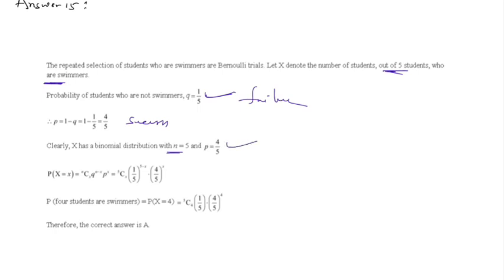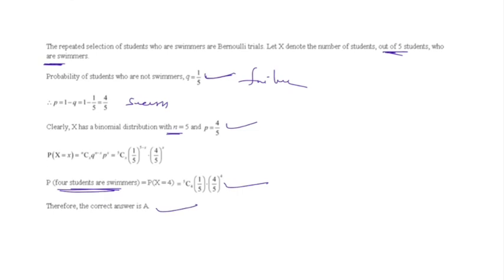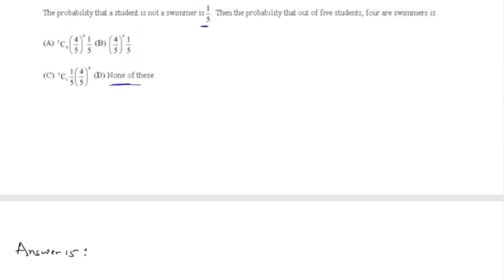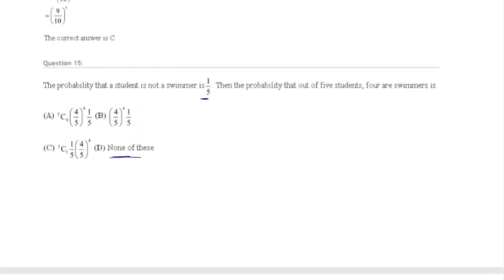So nCx, Q to the power of n minus x, P to the power of x: 5Cx, 1 by 5 will be the failure, to the power of 5 minus x, and 4 by 5 to the power of x will be the success. So 4 students are swimmers means we have to find 5C4, 1 by 5, 4 by 5 to the power of 4. Therefore the correct answer is A. So for question number 15, A will be the right answer.